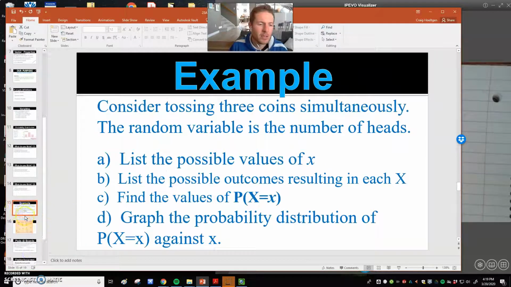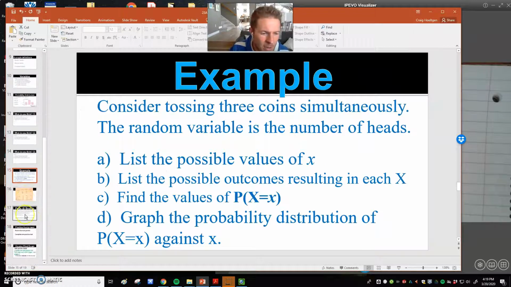Okay, now there are two examples I want to get to, and I was trying to go kind of quick so I'd give us time for these. Consider tossing 3 coins, like the previous example, but now we're tossing 3 coins at the exact same time. The random variable is the number of heads. List the possible values of X. List the possible outcomes resulting in each X. You can read this. Go ahead and pause the video and give this a try.